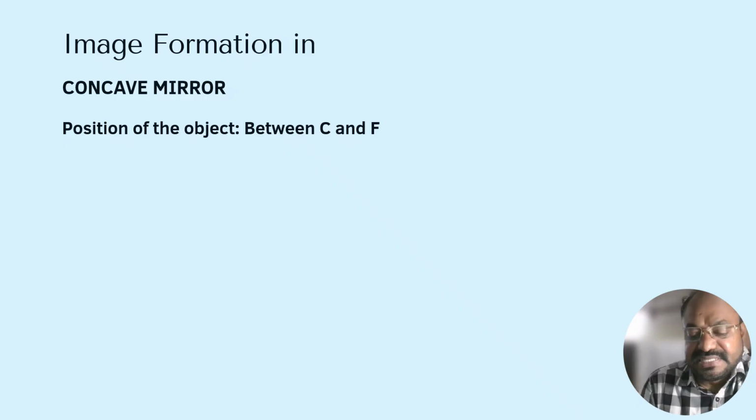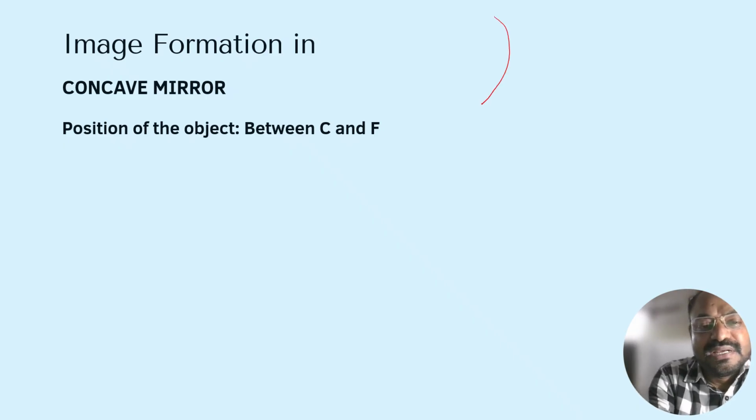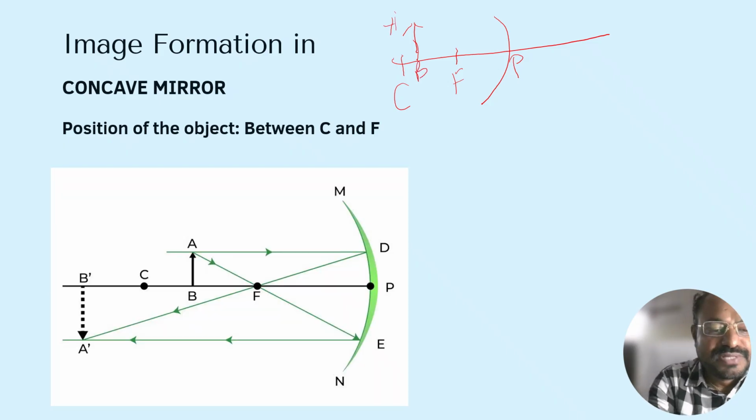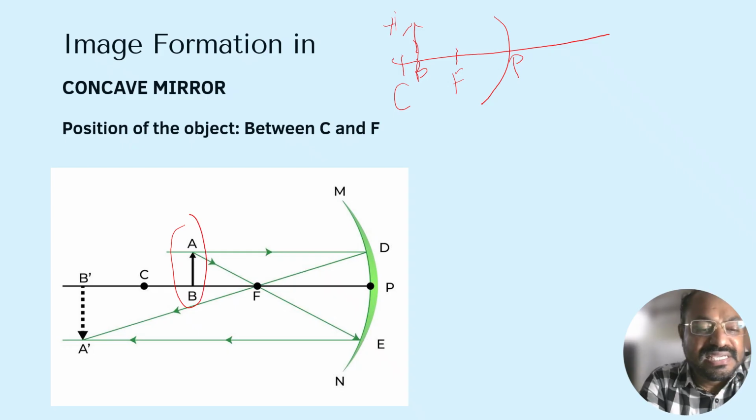Now we are going to see the image formation in a concave mirror where the object is positioned between C and F. As usual, we have to draw the concave mirror, draw the principal axis, mark the point P, mark the principal focus F, and mark the center of curvature C. The object AB is placed between C and F. Now you see the diagram.